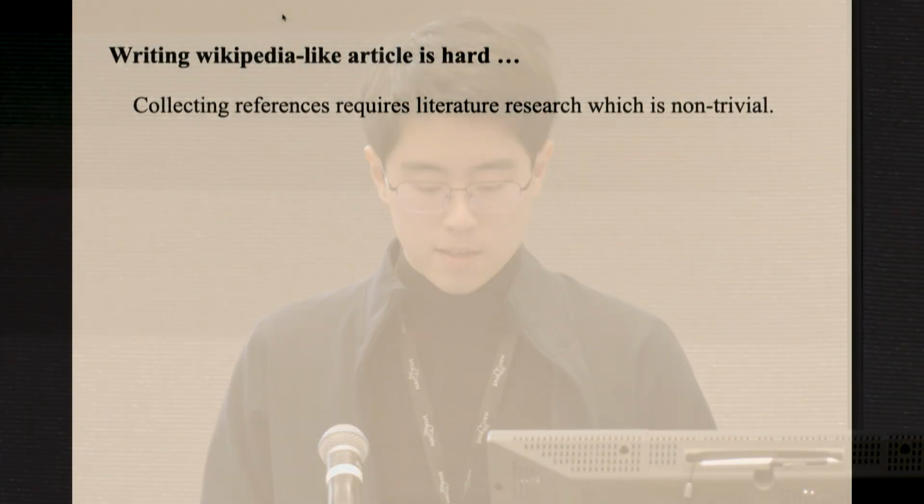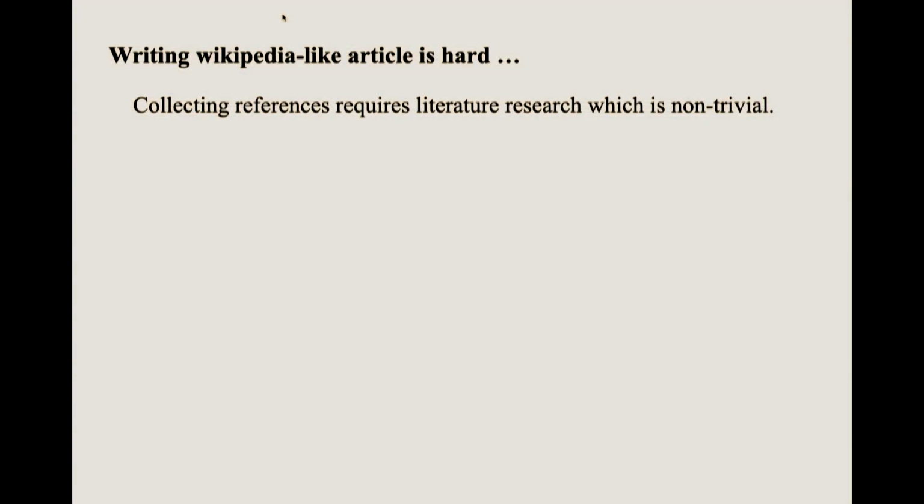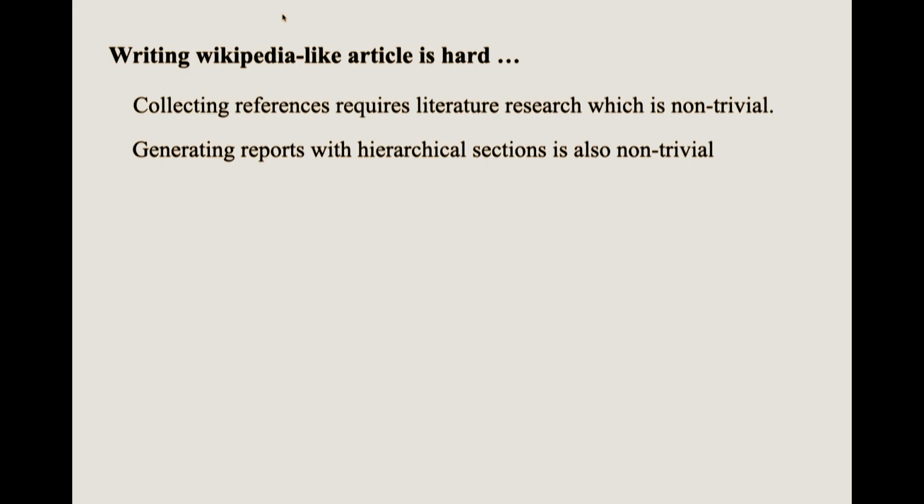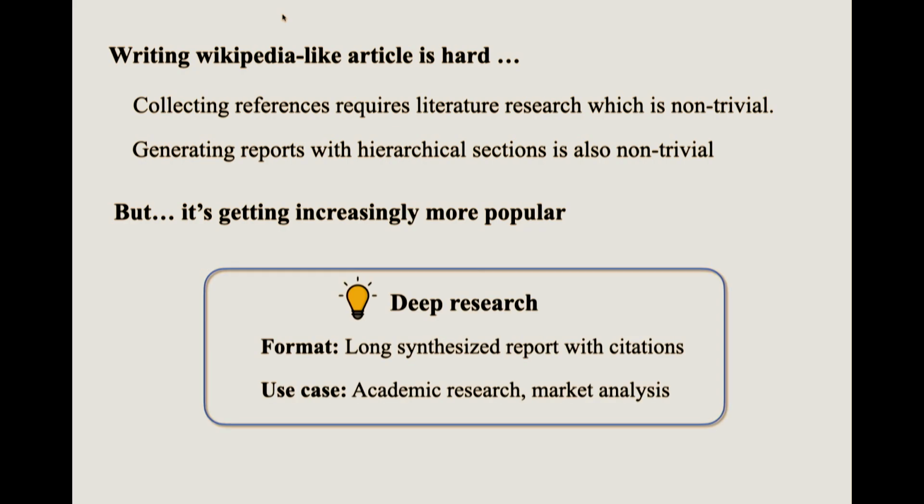Writing a Wikipedia article is not an easy job, because collecting references requires literature research, which is non-trivial. How to organize all the information into a report with hierarchical sections and paragraphs is also non-trivial. However, this kind of Wikipedia-like report has gotten popular in the last 6 or 7 months. It's called deep research. It has emerged in academia and also in commercial products. The format generates a long synthesized report with citations, and it is used for academic research, market analysis, investigative journalism, etc.